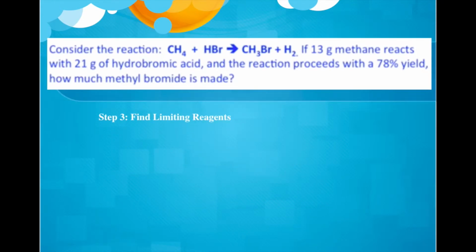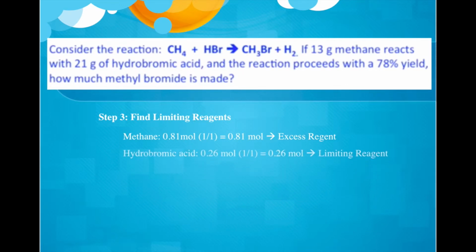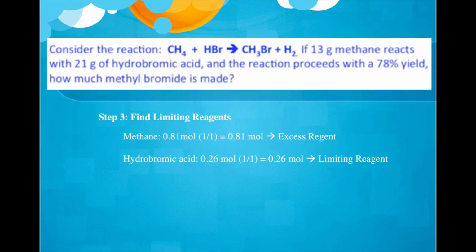Finding the limiting reagent. Remember, we have 0.81 moles of methane and 0.26 moles of hydrobromic acid. In order to calculate the limiting reagent, we multiply the number of moles of each reactant by the ratio between the product and reactant. For methane, it would be 0.81 moles times the ratio of 1/1, which would equal 0.81 moles.